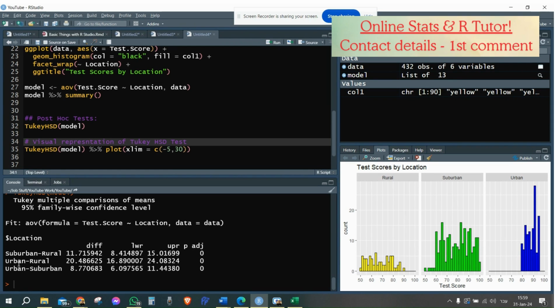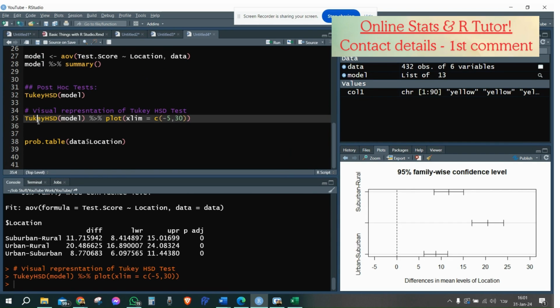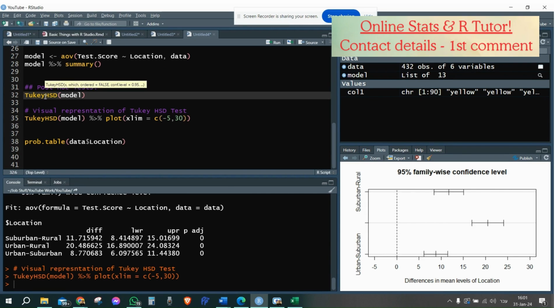Since we have three groups, we have three possible pairs here, and we effectively have a significant difference between each and every one of them. So the last part would be to try and visualize. According to the results of the Tukey HSD, we can see that there is a significant difference between the whole pairs here.